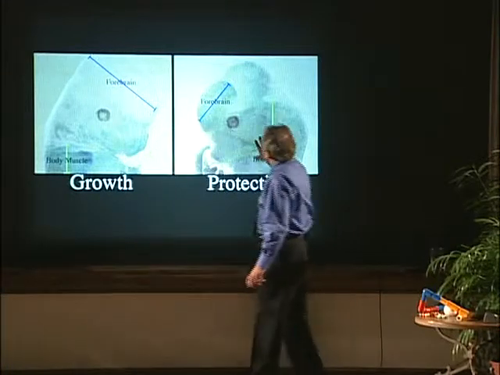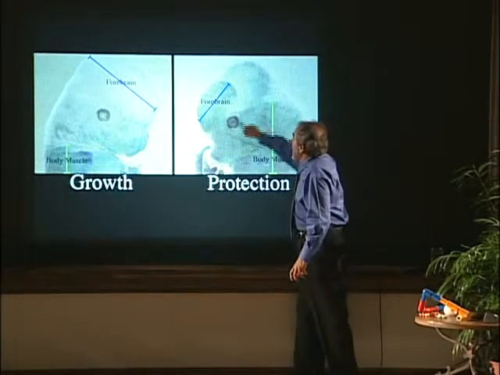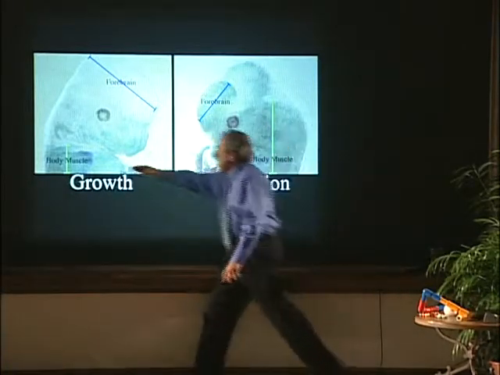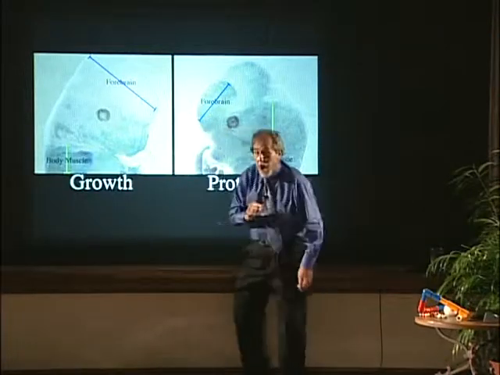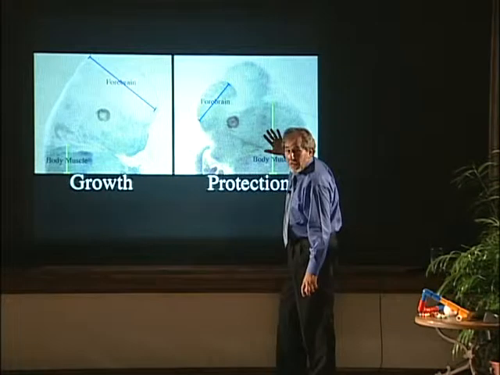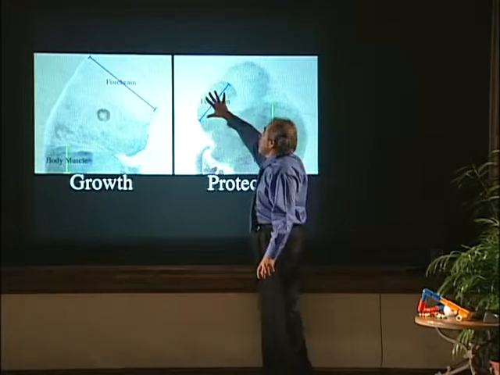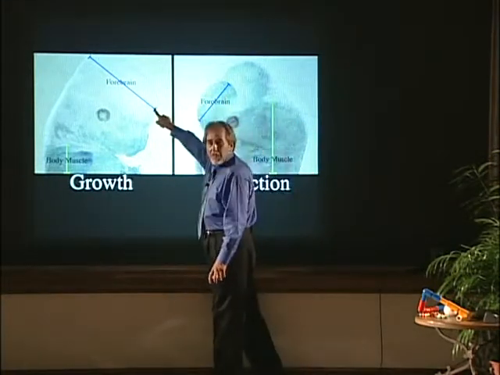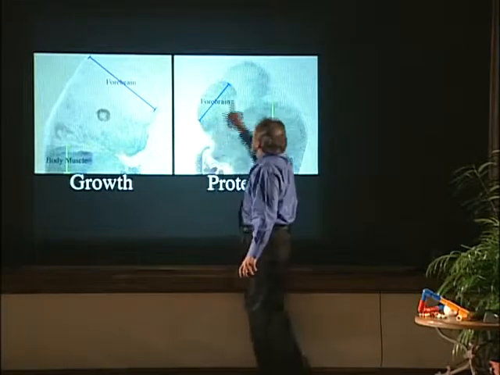What's happening here? Paternal genes, big body musculature. Look at the amount of muscles here. But there's a trade-off. In order for me to build this big muscle, I have to make something less. Guess what? Look at the forebrain size. Look at the forebrain size. I trade it off.